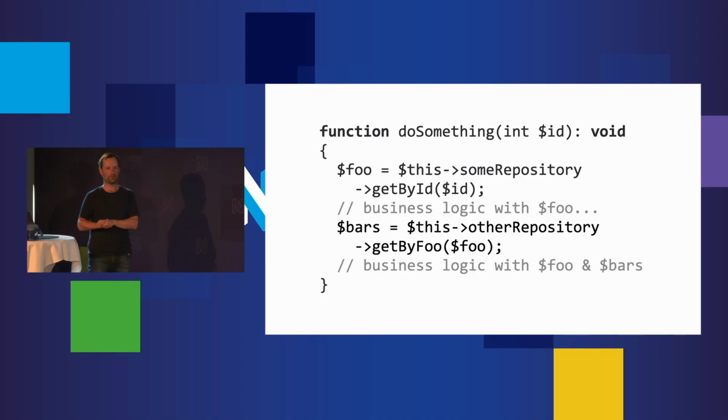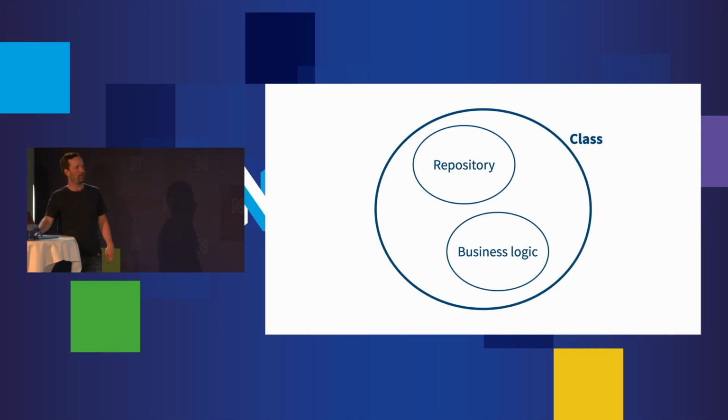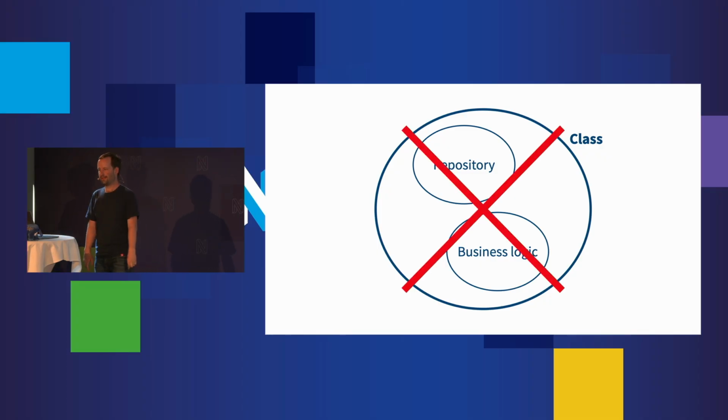So this is typically how code looks like. We are fetching some data, we do some business logic with them, then we fetch another data, and we do business logic with both results, most usually. And the problem with this is that if you want to unit test this function, you would have to mock these repository calls, which we don't like to do. So this code is basically impossible to unit test, or if you manage to unit test it, it's going to be very brittle. And the problem is that we are having both data fetching and business logic in a single class, in a single unit, which makes nice unit testing impossible.